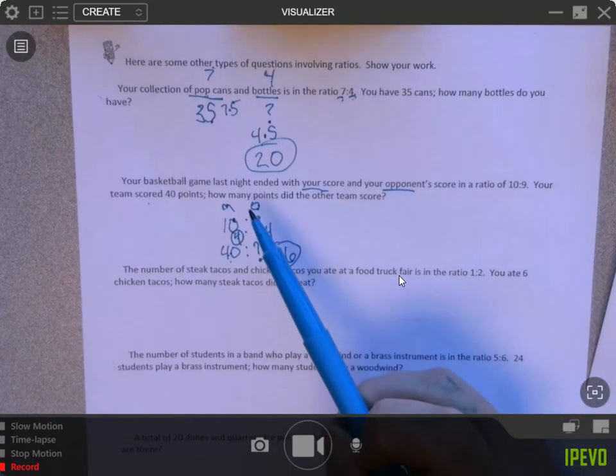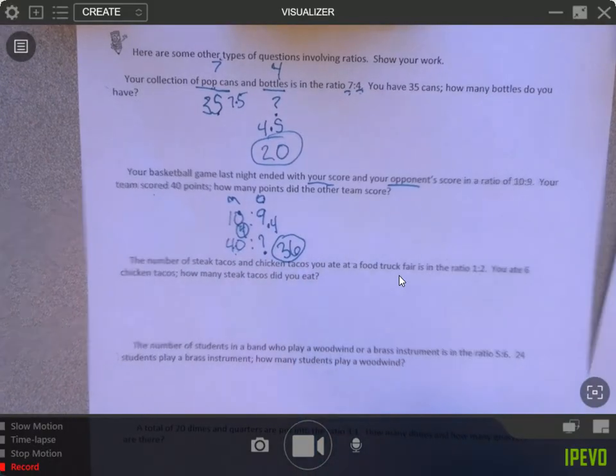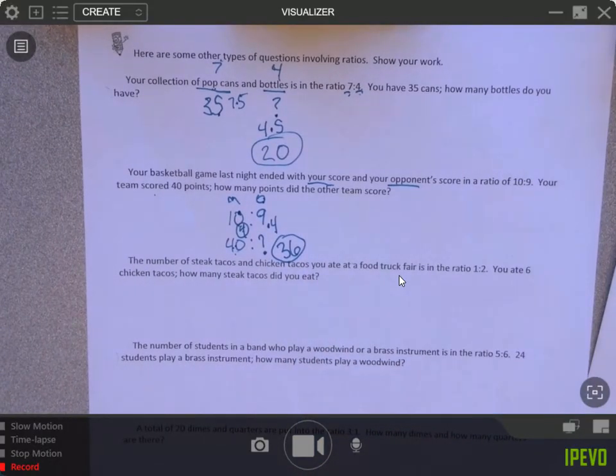Does it logically make sense? My team won. Is 40 bigger than 36? 40 is bigger than 36. So logically, that could make sense. If I had put 45, well, that wouldn't make sense, right? I can't win and have a smaller score than the opponent. So always go back and say, does it logically make sense?